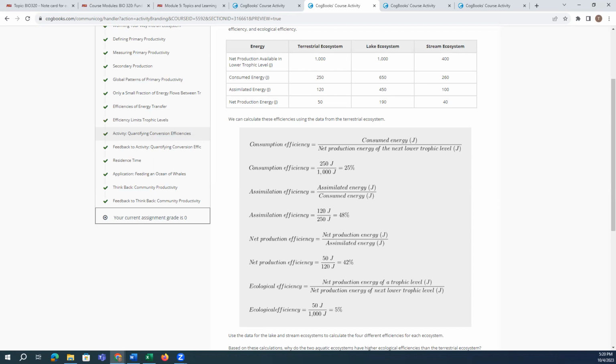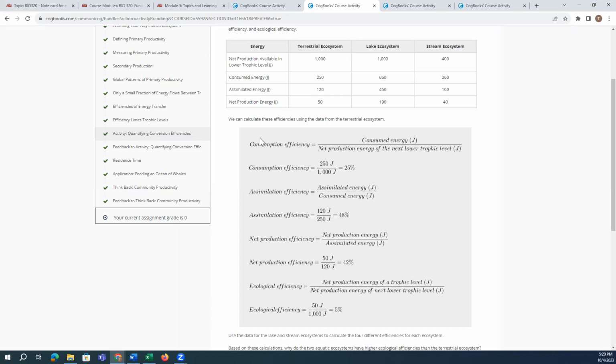And I imagine this is a place where our note card would really come in handy. So for example, we could put on our note card the entire equation written second line from the bottom: ecological efficiency, net production energy of a trophic level over. So that whole thing could be on our note card. Yep.